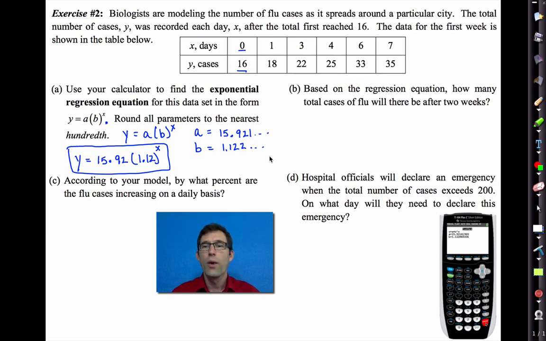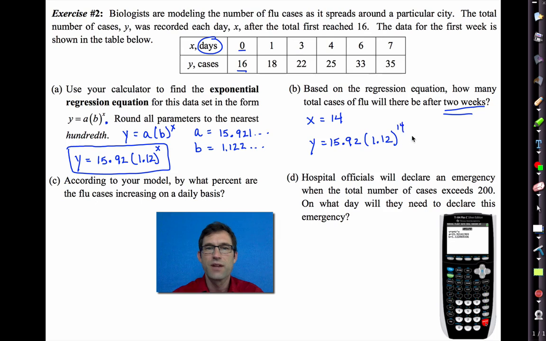All right, well, what they're giving me is the input, 2 weeks, right? 2 weeks is the input. So should I put x equals 2? No. That input variable is in terms of days. So after 2 weeks, our day is 14. So that's what we're going to put in, 15.92 times 1.12 raised to the 14th.